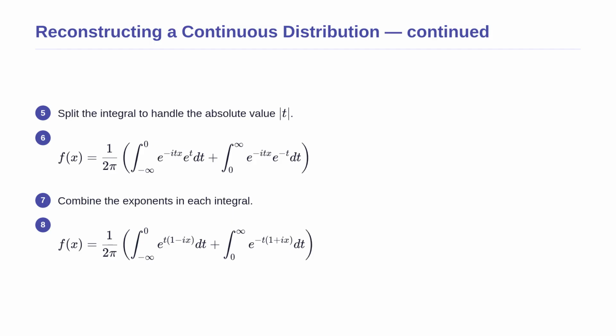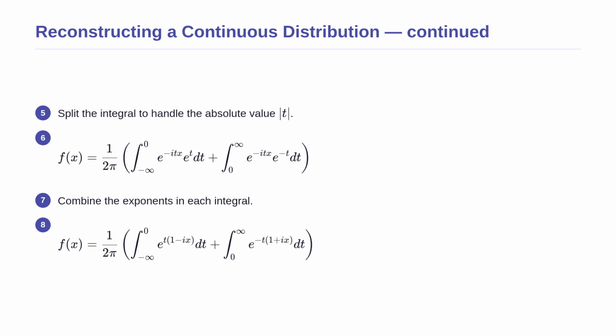Continuing with our calculation, we face a small hurdle. Because the function contains an absolute value of t, it behaves differently for positive and negative numbers. To handle this, we must split our single integral into two separate pieces. One from negative infinity to 0, where the absolute value of t becomes negative t, and another from 0 to positive infinity, where it remains t. This allows us to drop the absolute value signs entirely.